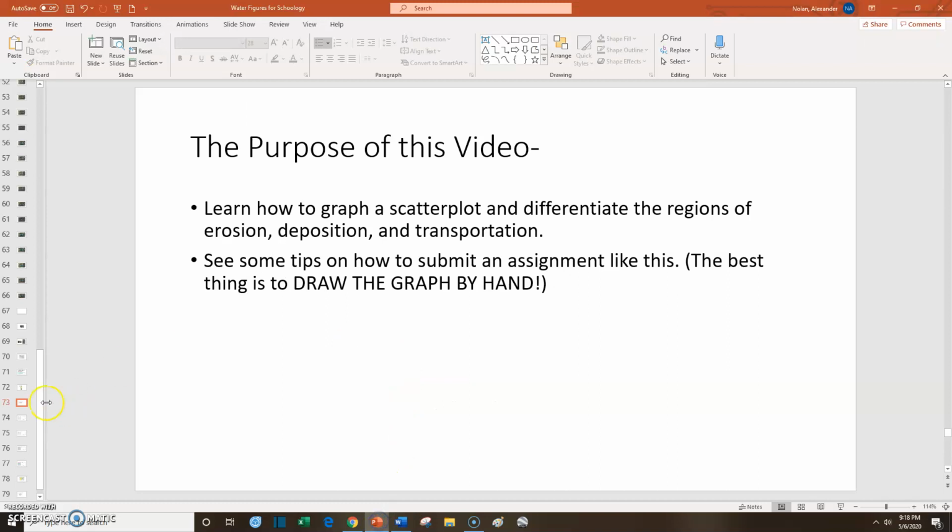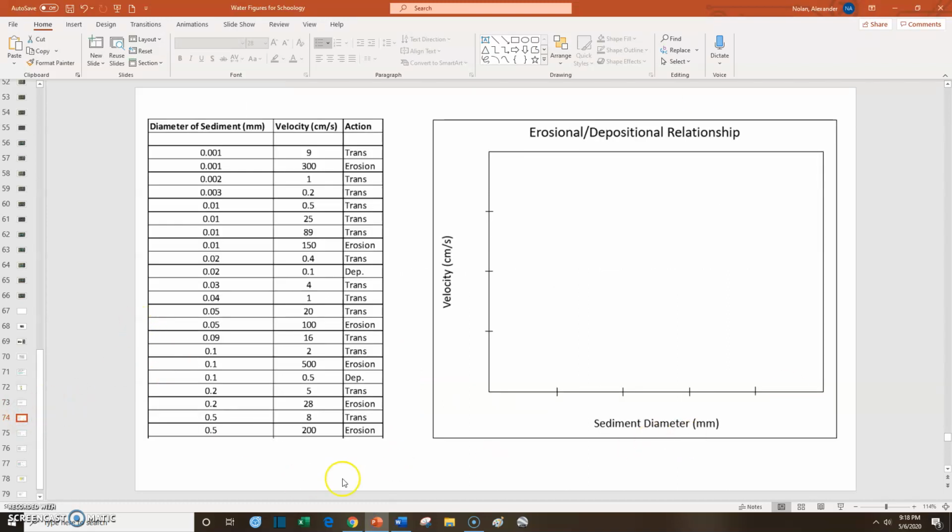If we jump over here, here's a single page where I've got some of the data on the table, not the whole thing, and then the graph. The first thing that I want to point out about this data table is what data we have. We have the diameter of the sediment, so different size particles. We also have velocity, so what velocity is the water moving at? And then over here, for action, what does a particle of that size do at that velocity?